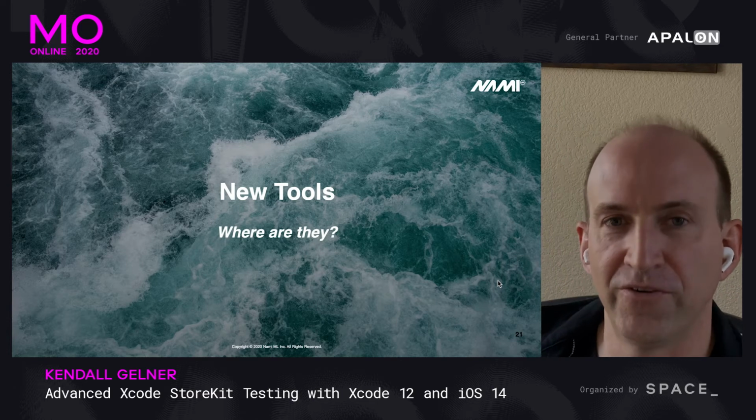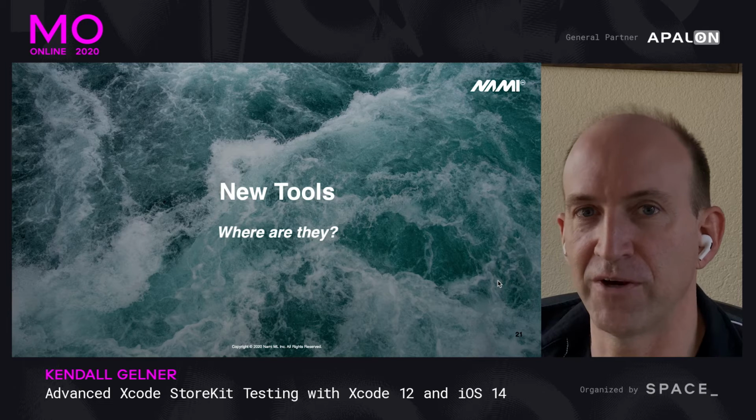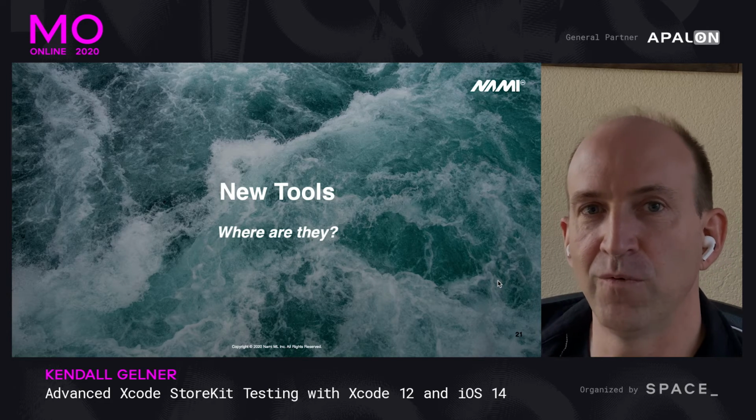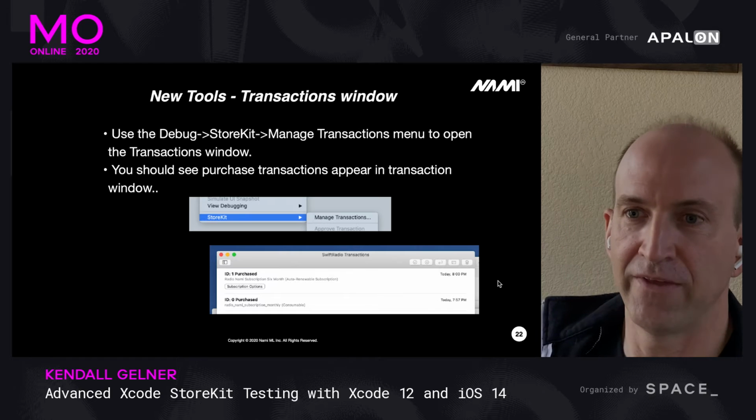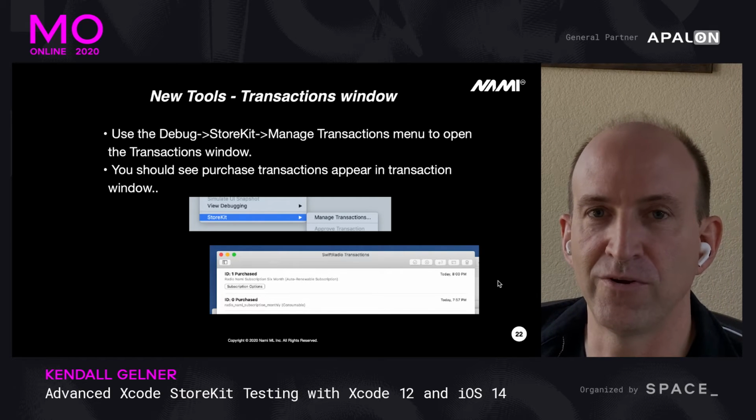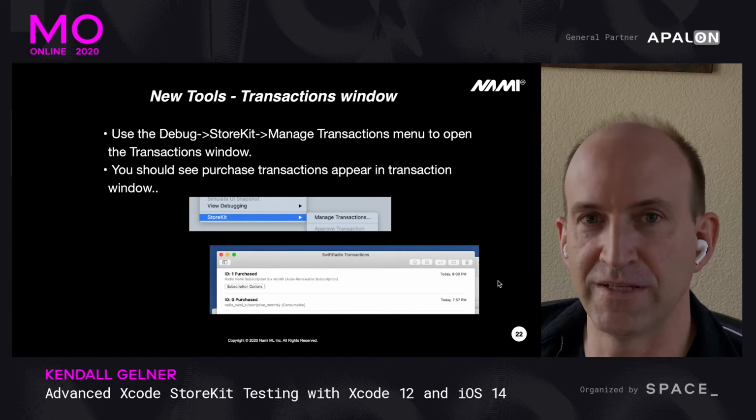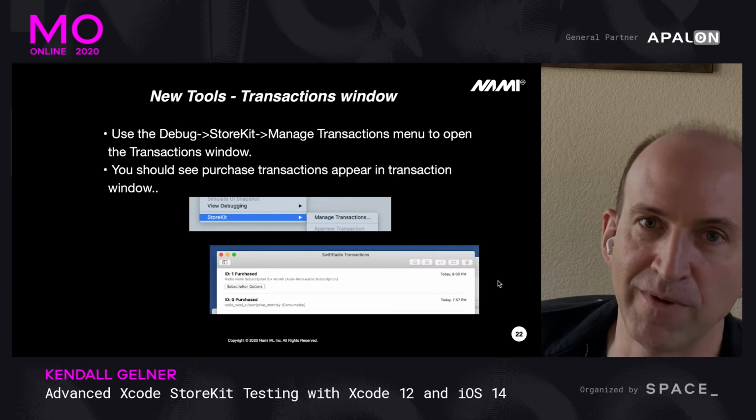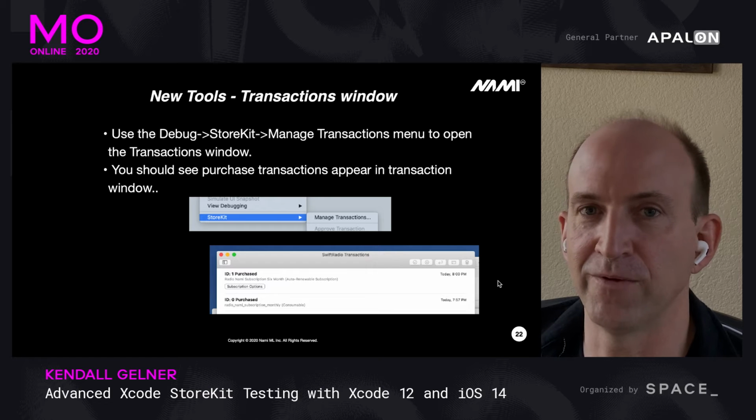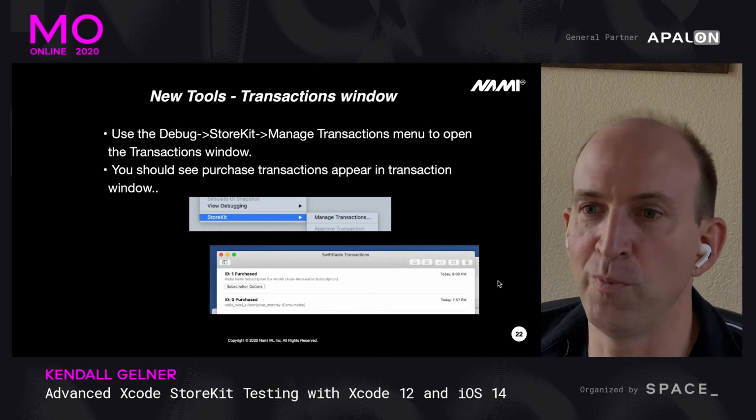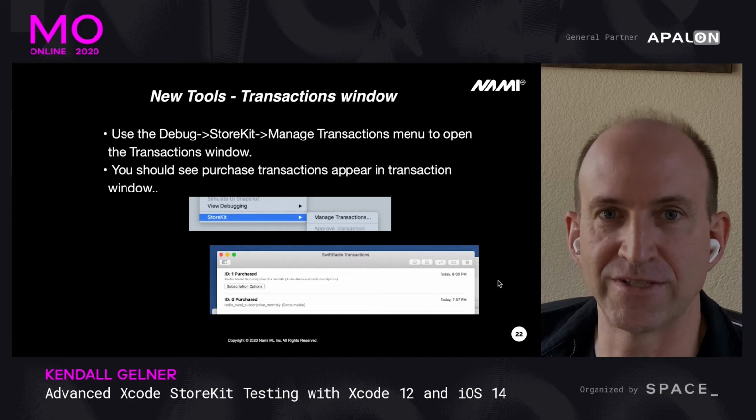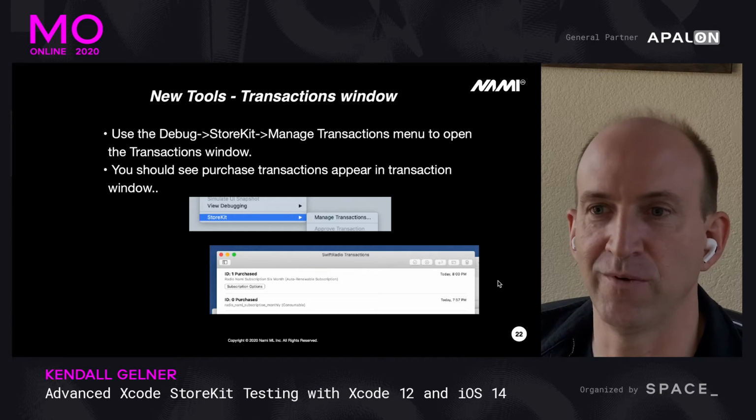So I mentioned that there are new tools. Now that we have this configuration and we know how to activate it and use it, how do we make use of it? There are two different areas where there are new tools. One important one to know about is the transactions window, and this is under the Debug menu. At the very bottom of the Debug menu, there's a StoreKit option, and you can open a Manage Transactions window. This is where transactions that your application sends through StoreKit will appear.